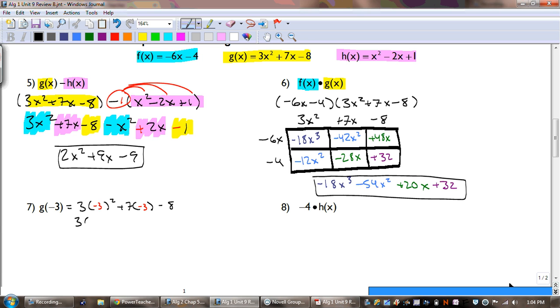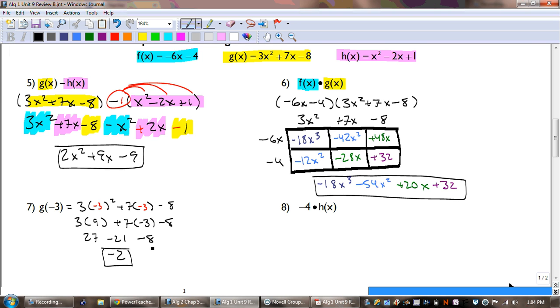So we always do exponents first. So negative 3 times negative 3, or negative 3 squared, is 9. Okay, next step would be to multiply. 3 times 9 is 27. 7 times negative 3 is negative 21 minus 8. So 27 minus 21 is 6, and 6 minus 8 is negative 2. And that's our final answer.